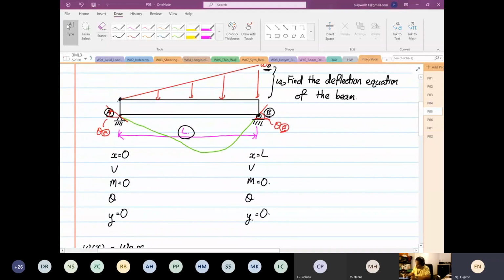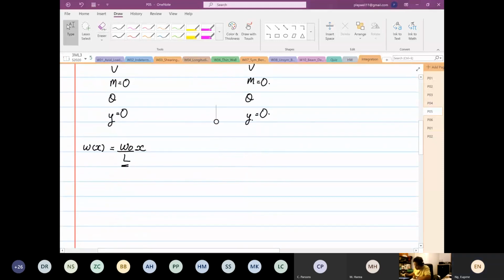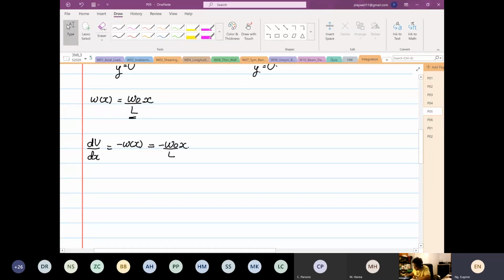Okay. So from here, dV over dx is equal to minus omega as a function of x. This is equal to minus omega naught over L x. Okay. So we integrate V as a function of x. So this is equal to minus omega naught x squared over 2L plus C1. So this is our equation number 1. And then this whole thing, in fact, is equal to what? dM over dx.